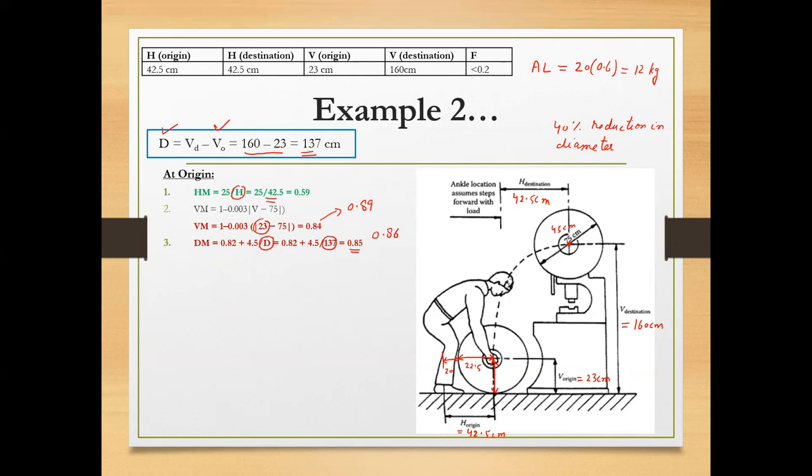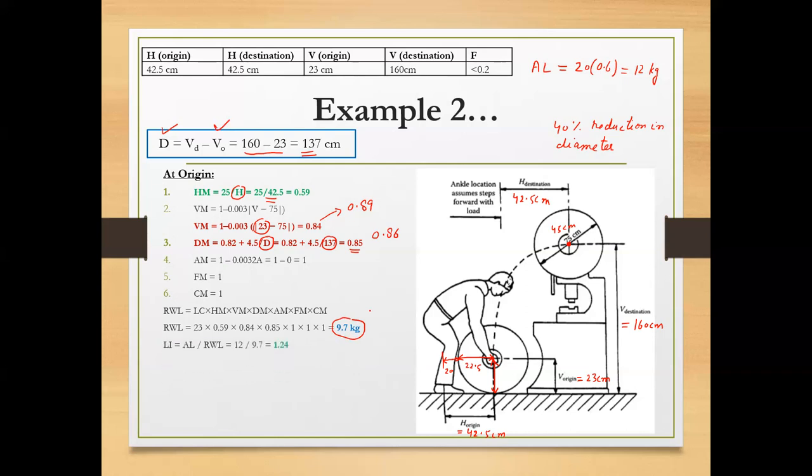So there is some decrease in two multipliers. So that is not good with respect to RWL, but let's see the cumulative impact of these changes. The asymmetry multiplier, frequency multiplier and coupling multiplier will remain the same. So the new RWL at origin turns out to be 9.7. So it has increased. So that is something good. Now the lifting index is actual load over RWL. So actual load has also reduced from 20 to 12 kg. New RWL is 9.7, so lifting index has reduced significantly from 2.63 to 1.24.